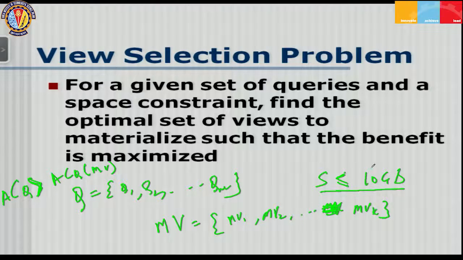There can be other kinds of constraints, like the maintenance cost constraint, which also has to be less than some value. So I don't want to spend, say, in terms of time, more than 2 hours on every refresh cycle on maintaining the materialized views that I have created. So this is the problem. I hope the problem statement is clear.